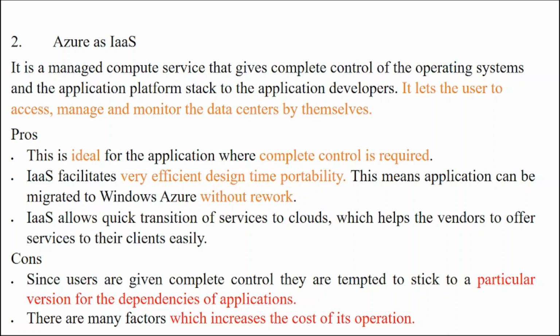Okay, what if we are using Azure as infrastructure as a service? If we use Azure as infrastructure as a service, it lets the user access, manage and monitor the data centers by themselves. It means you have to access, manage and monitor. All the control is given to the user. So infrastructure means you are going to create, for example, a website and deploy it. You are going to create virtual machines and like that.